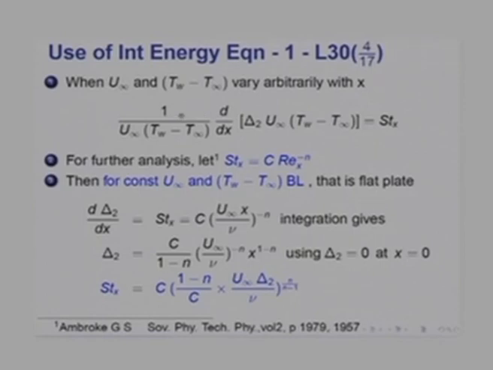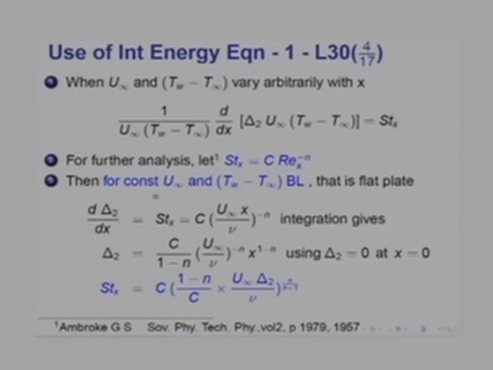Now, when U infinity and Tw minus T infinity vary arbitrarily with x, then one must invoke the integral energy equation, which reads as 1 over U infinity (Tw minus T infinity) d/dx of delta_2 U infinity (Tw minus T infinity) equal to Stanton_x. So, you recall this integral energy equation when Vw is 0. Now, for further analysis, let Stanton_x be equal to C Reynolds_x to the power of minus n. Now, this method is often called Ambroch's method. Ambroch was a Soviet scientist and he published a paper on this. So, for the moment we will simply assume that Stanton_x will vary as C times Reynolds_x to the power of minus n, and that is substituted here.